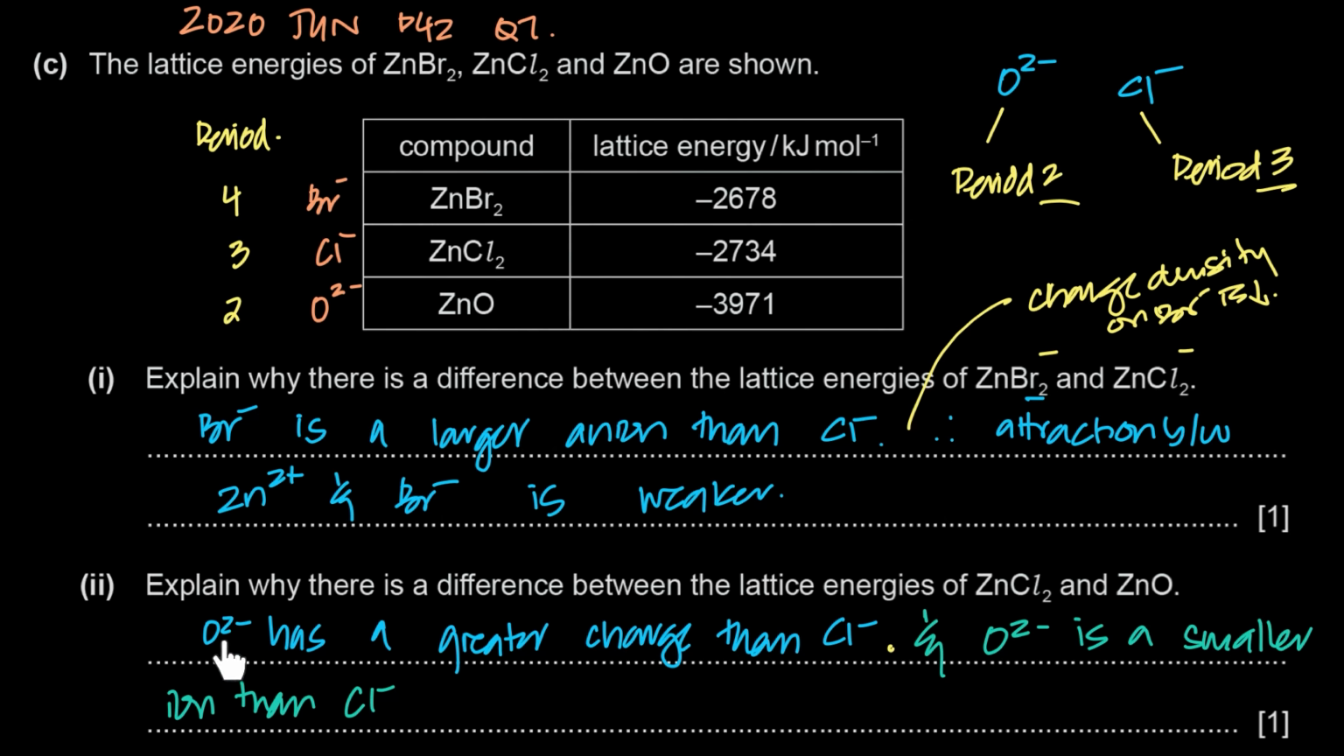So here, O2 minus has a greater charge than Cl minus, and it has a smaller size than Cl minus, which means therefore the attraction between zinc 2 plus and, so we'll talk about oxygen, right? So let's say O2 minus is greater, or you could say the attraction between zinc 2 plus and Cl minus is weaker. But that's the answer for this.